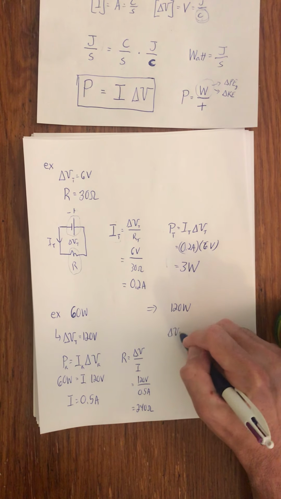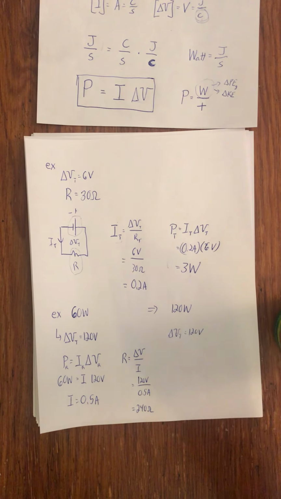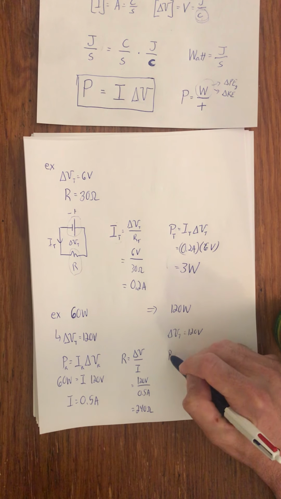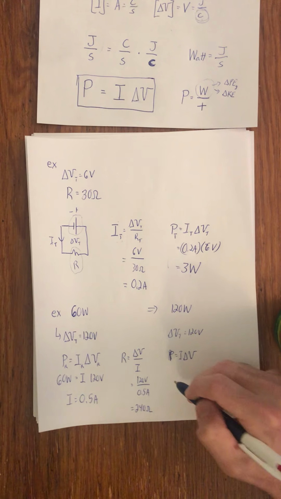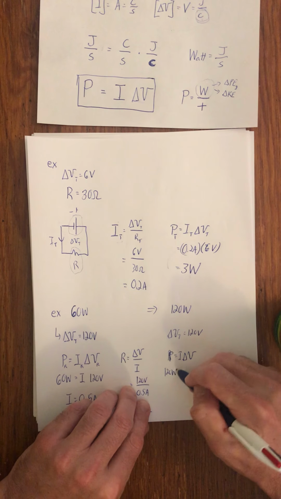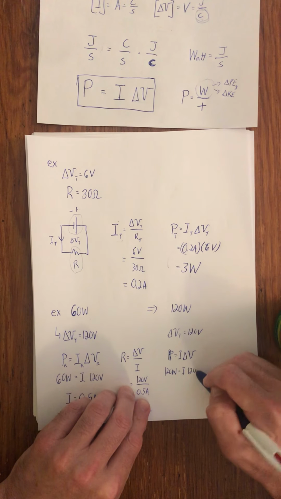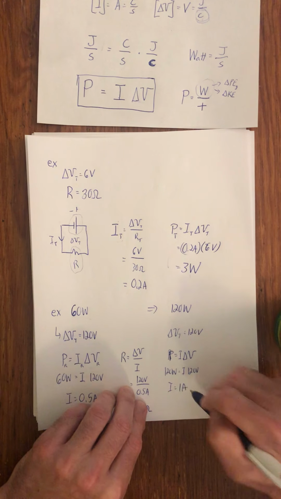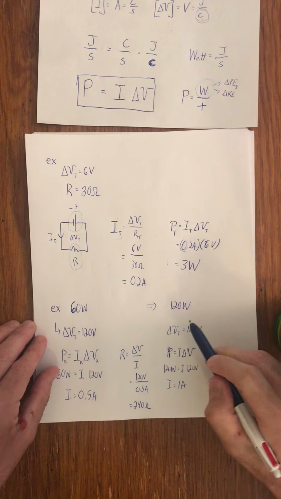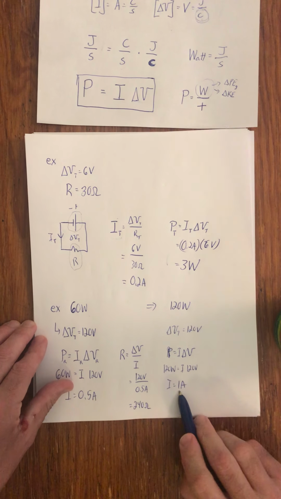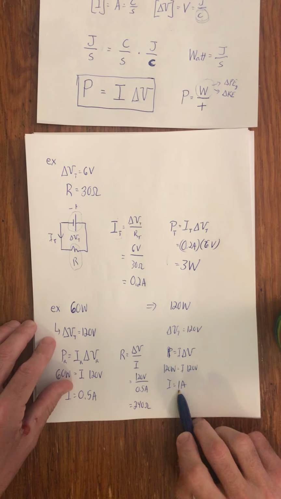So that still has a delta V of 120 volts. Therefore, what's happening there? Well, P is equal to I delta V. So I've got 120 watts is equal to I times 120 volts. I is equal to 1 amp. So this higher wattage light bulb is actually drawing a larger current.